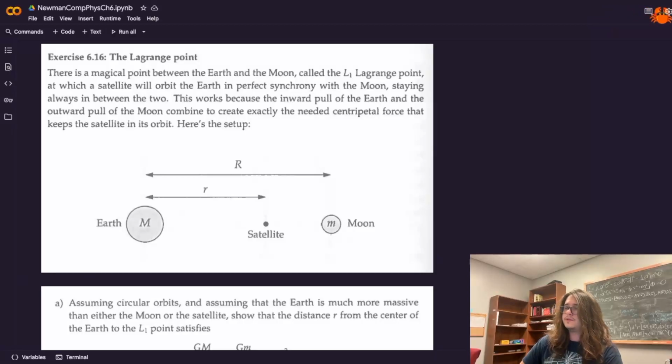Alright, silly people, here's the situation. This time we're going to be numerically finding the Lagrange point for a satellite in orbit around the Earth.